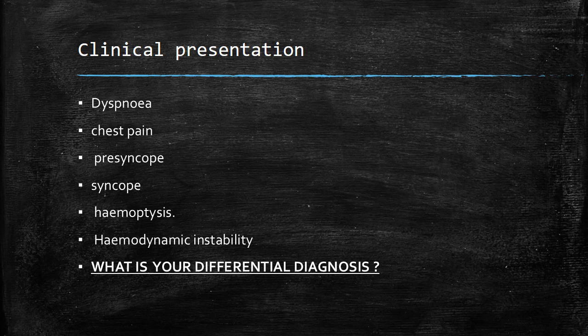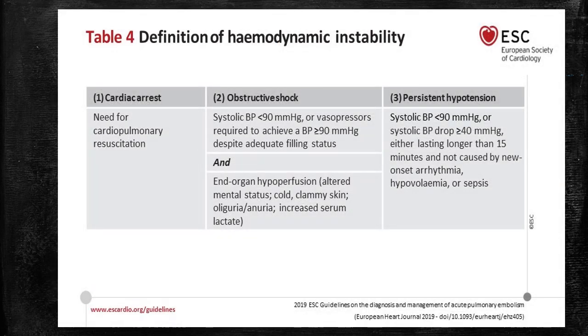Before going to the other criteria for diagnosing this, I want to define hemodynamic instability. When we say that a patient is hemodynamically unstable, there may be three conditions. A patient in cardiac arrest, as all of us know, what is cardiac arrest? This is a stop of heart beating and stop of the respiratory center. So in cardiac arrest, you will see a patient already having cardiopulmonary resuscitation. So he is in cardiac arrest.